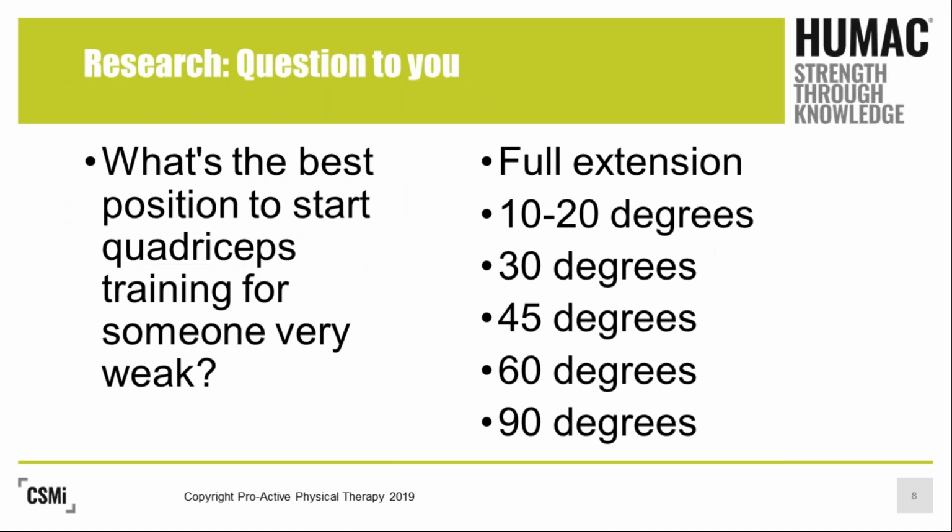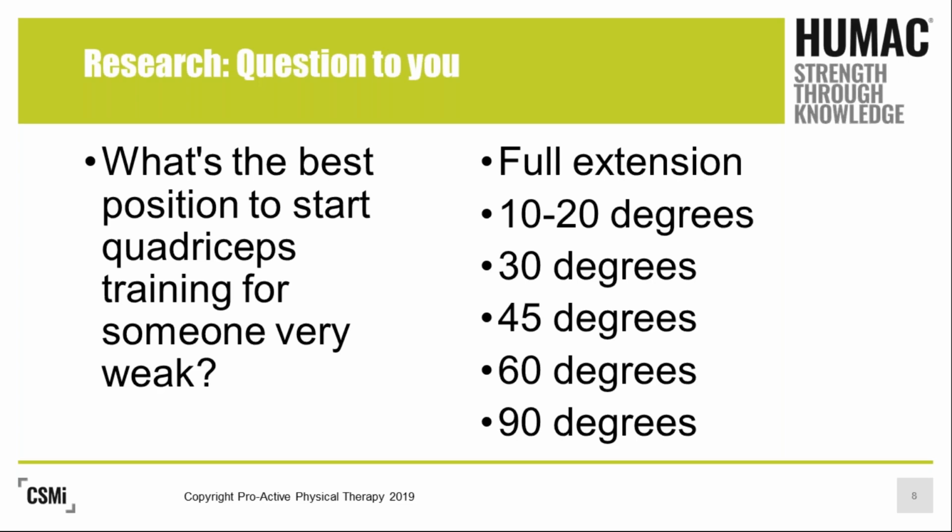So this month I wanted to kind of come back to some questions for you guys too. So what's the best position to start quadricep training for someone very weak? Is it full extension? Is it 10 to 20 degrees? Is it 30 degrees, 45, 60, 90 degrees? You know, what would you tell me if you just answered it right now, what your answer would be? And if you say something, here's the other thing that I want you to talk about. Where do we normally start all of our quad sets and our straight leg raises? Probably a full extension, right?